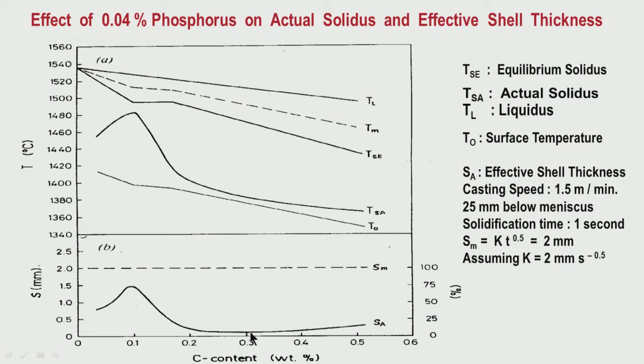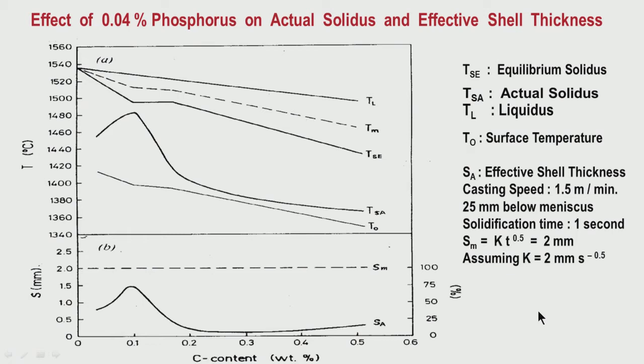But look at what is happening here, at 0.2 to 0.3% carbon. The actual solidus has been depressed because of microsegregation, because of austenitic solidification. So the temperature interval between the liquidus and the actual solidus is quite high, and the temperature interval between the surface of the solid and the actual solidus is quite low. This is quite low, this is quite large. So the depth of the mushy zone is quite big, and the solid shell is quite thin. This is the consequence of high segregation of phosphorus.